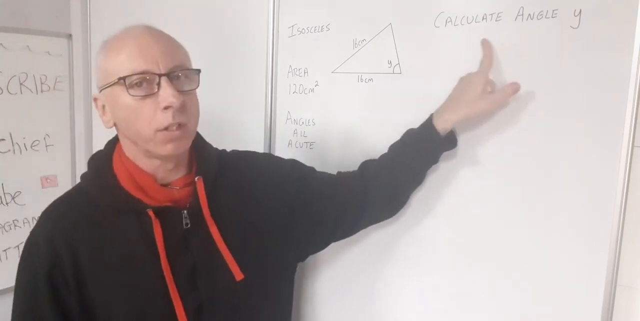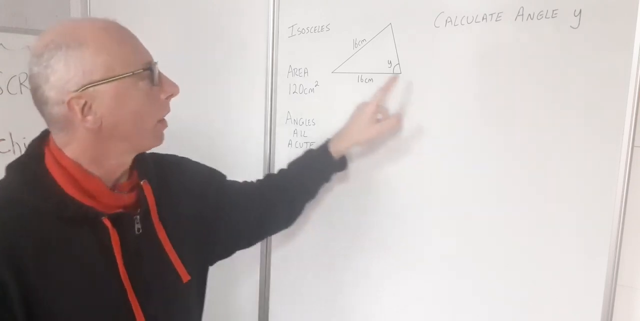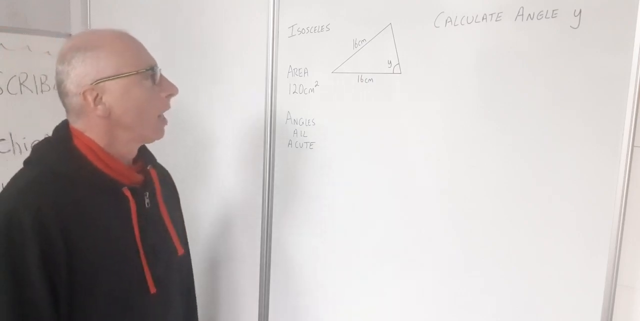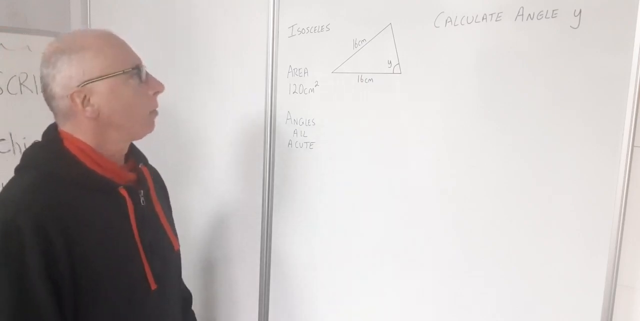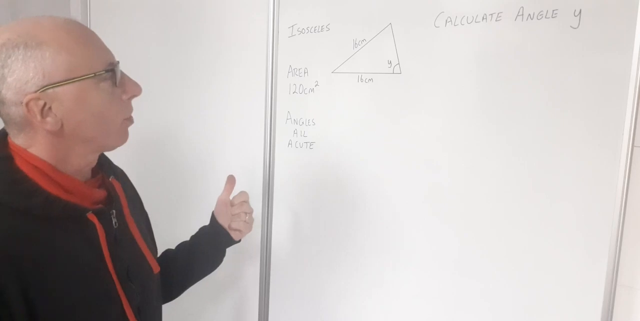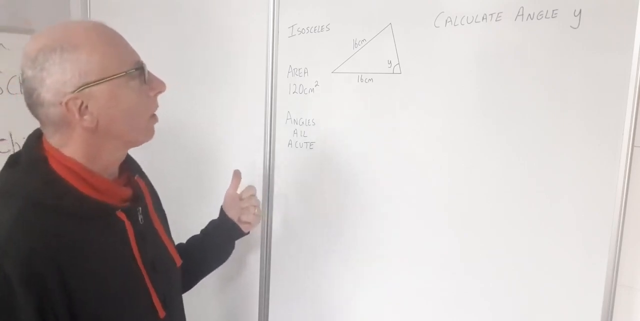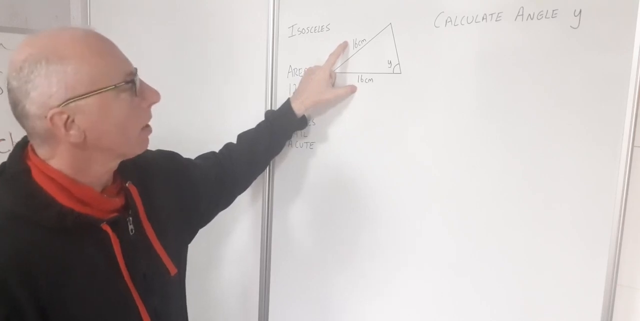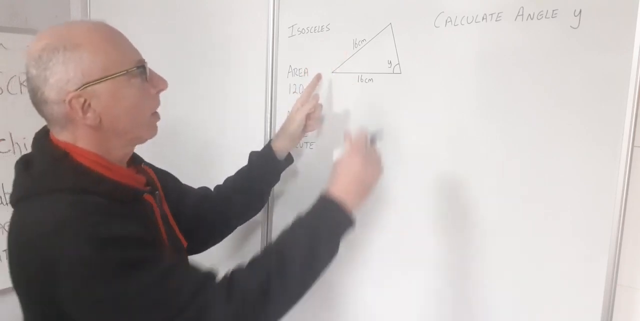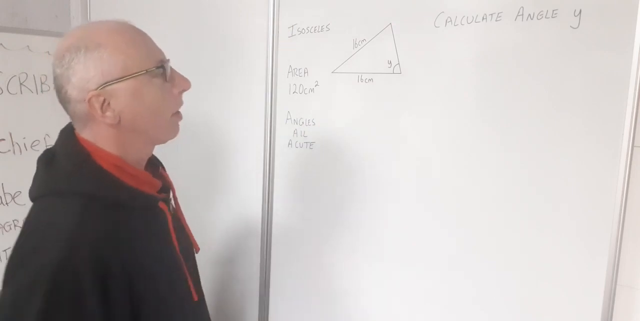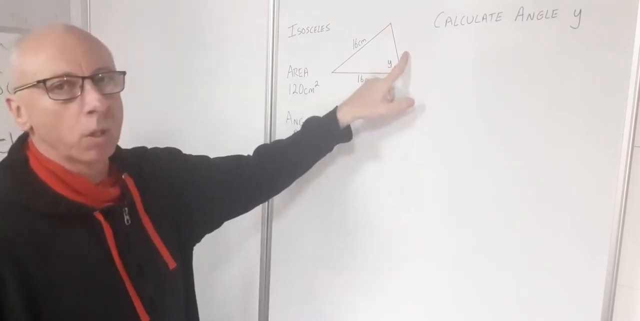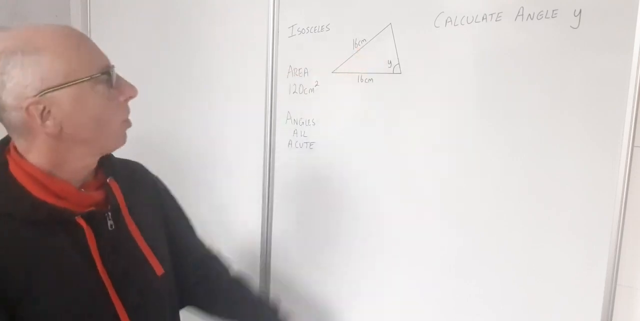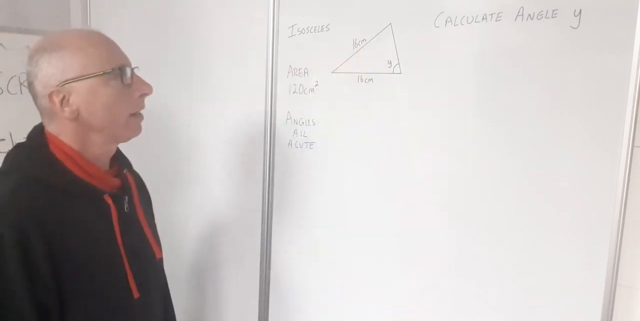Now all we need to do is find the angle y. So that's what we're going to have as our target. So how are we going to go about doing that? Well, we know it's an isosceles triangle, so two sides are going to be the same. We're given these two sides are 16, so therefore our isosceles triangle here is probably turned over on its side. So that will be what we call our base normally. So that's good. The total area is 120 centimetres squared.